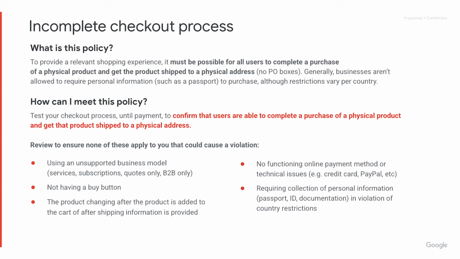Potential checkout issues include using an unsupported business model, not having a buy button, the product changing after the product is added to the cart or after shipping information is provided, missing purchase confirmation after completing the checkout process with an estimated date of delivery, missing a functioning online payment method, or experiencing technical issues with an online payment method.